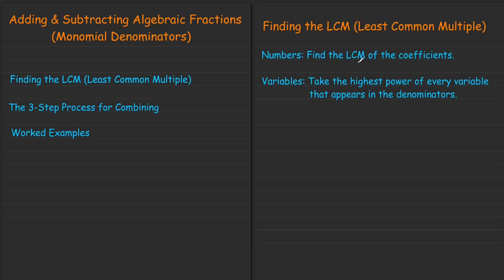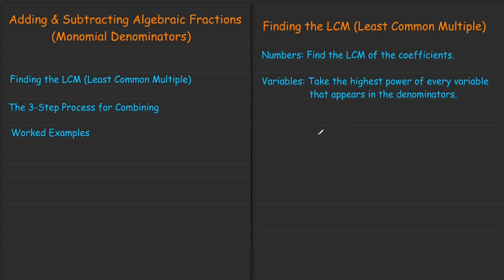You first look for the LCM of the coefficients. Now the coefficients are just the numbers. To find the LCM of the coefficients, which would be the least common multiple of the numbers. Then for the variables, you take the highest power of every variable that appears in the denominator. What do we mean by this?